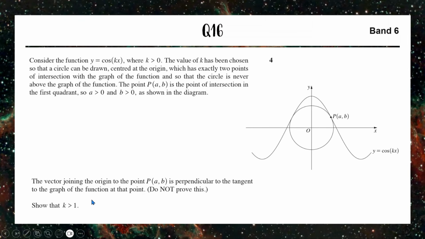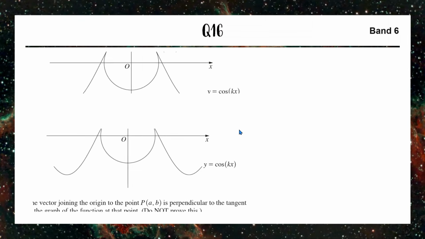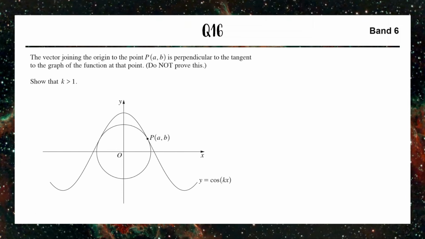All right, let's dive into it. Let's move this across. Oh my God, that was awful. Sorry you had to watch that. All right, let's draw a vector. Here's a vector joining 0 to point AB, and let's look at the tangent of the cosine curve at that point. There's our tangent. I didn't draw that super well, but you sort of get what I'm going for here. Blue line and red line are perpendicular. Don't prove it. Show that k is greater than 1.